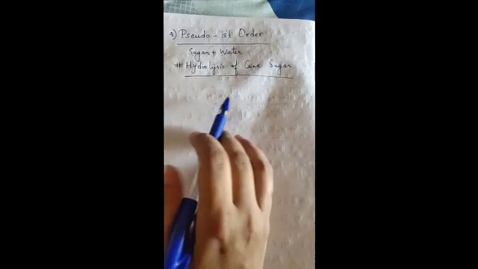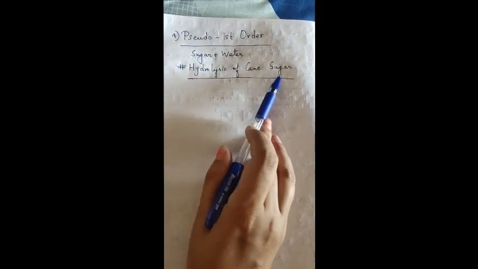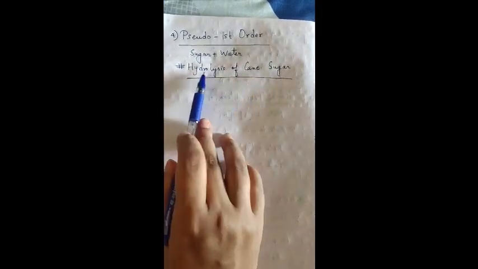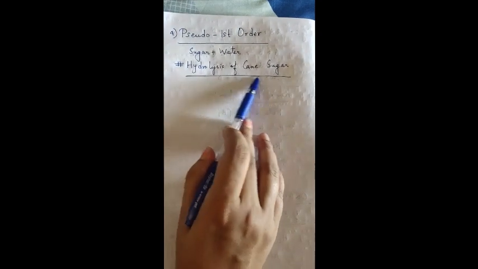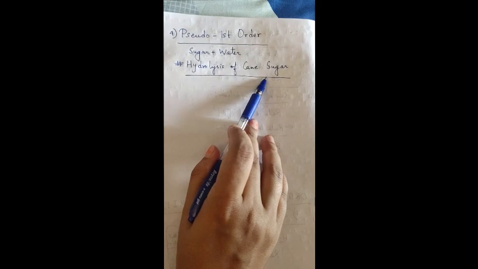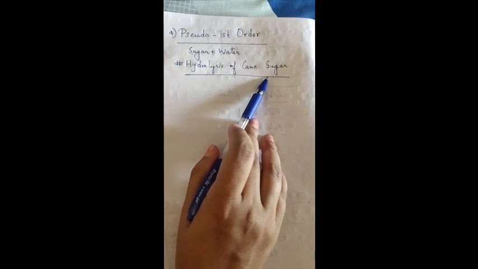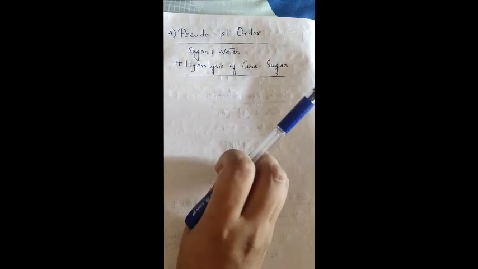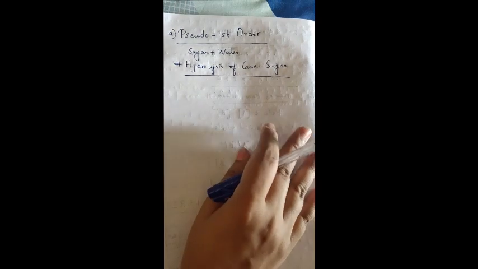Next, another type of reaction order is pseudo first order. What is the meaning of the word pseudo? Something hidden. One example is the hydrolysis of cane sugar. When we hydrolyze cane sugar, there is a large difference between the amount of the cane sugar and the amount of the water. Suppose we have taken this much cane sugar in a huge amount of water.